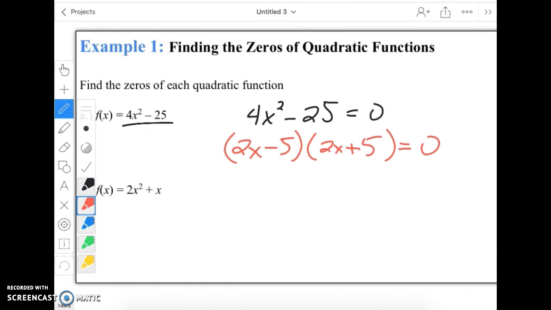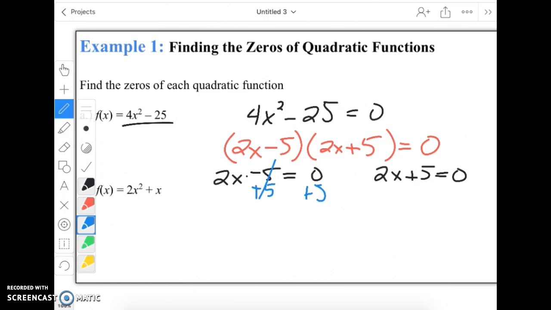Now both of these would be set equal to 0, and then in order to find the zeros we simply solve. So we kind of break it up into two different problems. 2x minus 5 equals 0, and 2x plus 5 equals 0. On both of them, we'll deal with that 5 first. So over here, I'm going to add 5, and that would give me 2x equals positive 5, and divide by 2.